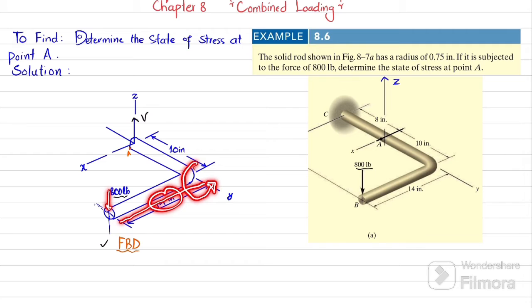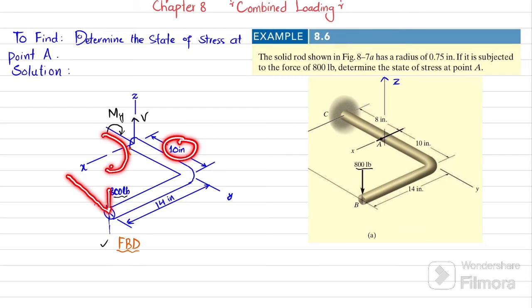So in order to balance it, we have a clockwise moment about the y-axis, which will be My. So I will write it over here that we will have My. And this 800 pound into the perpendicular distance, which is 10 inch, is also producing a clockwise moment about the x-axis. So in order to balance it, we must have an anticlockwise moment, which will be Mx. So I will represent the moment about the x-axis as Mx. Now we'll find this V, My, and Mx by using the equations of equilibrium.